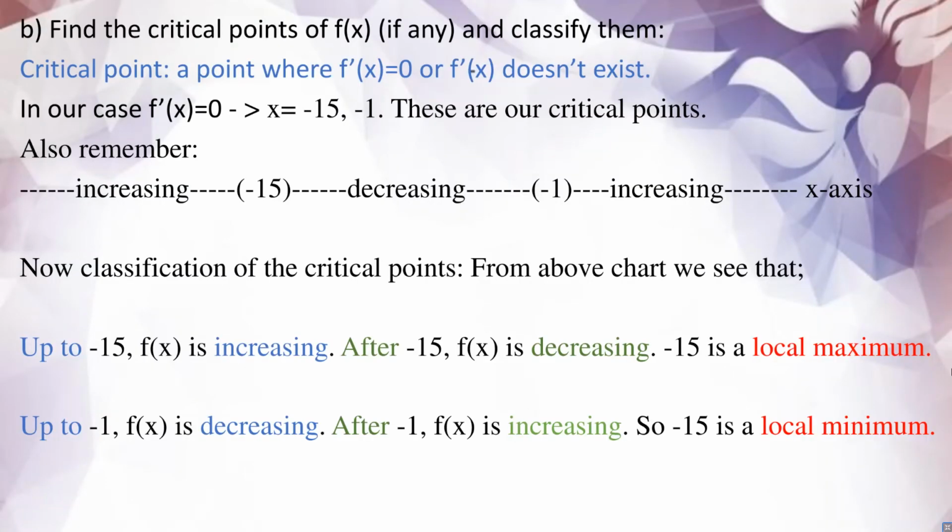B part of the question. As I told you, each of these questions will have 4 parts. The B part says, find the critical points of f(x), if any, and classify them. Now, what does a critical point mean? A critical point is a point where the derivative is 0 or the derivative doesn't exist. Now, in this course, we won't have the case where the derivative doesn't exist in our questions. In our questions, critical points are going to be the points where the derivative is 0, which we have already found.